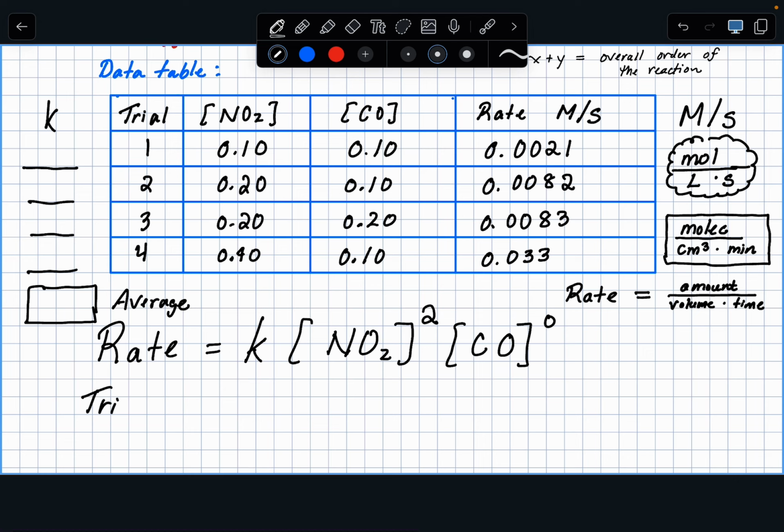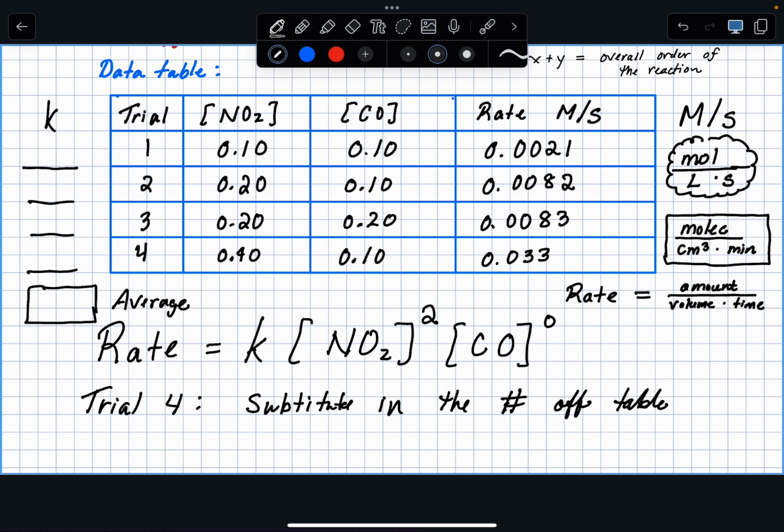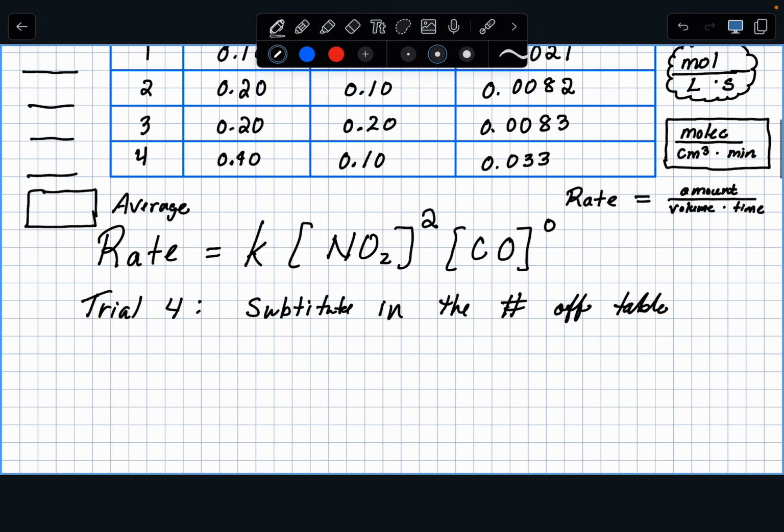So I'm just going to pick trial 4 because I didn't use that one yet. And what I'm going to do is substitute in the numbers off the table. What I mean by that is you just pull off the concentrations that are there and the rate of that trial. So for example, since that rate was 0.033 and that was moles per liter per second, I just took the molarity and divided that out. We do not know what k is. That's going to be our unknown.